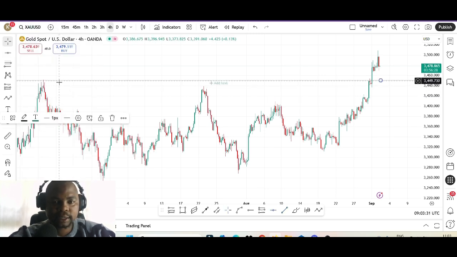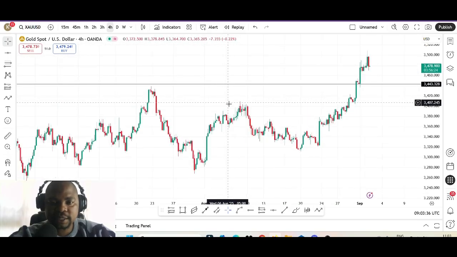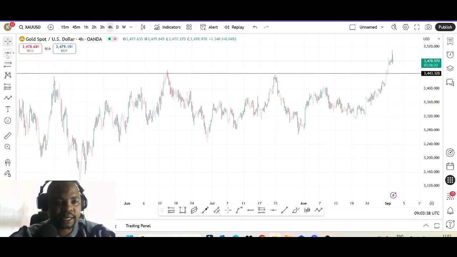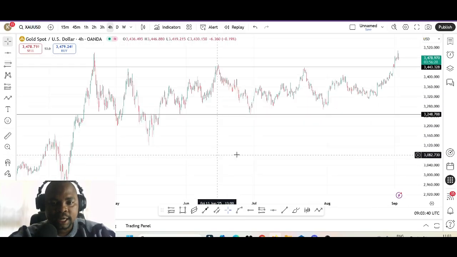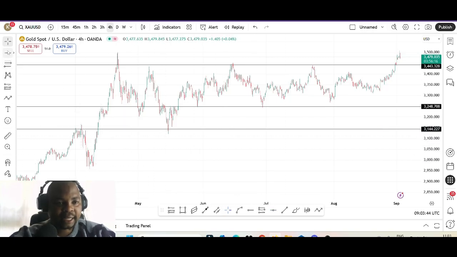Gold is still collecting some beautiful liquidity there. It's trapping everyone who's selling. Gold is trapping everyone who's selling at the time and moment. Everyone who's busy selling gold is crying because it's the right thing that gold should do.